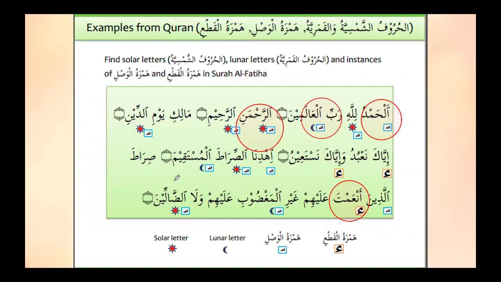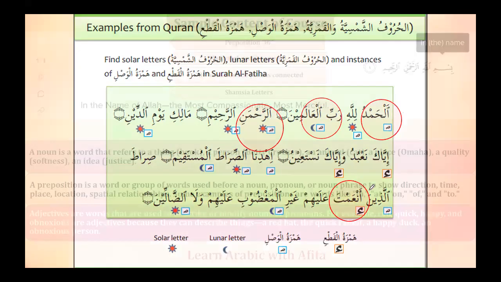So here's a little chart for you to go over on your own. It indicates the solar letters and the lunar letters that we talked about. It indicates the Hamzatul Wassel with this little sign here, Alhamdu. See how you're pronouncing it because it's in the beginning, but here you're not pronouncing it. You're saying Rabbil. You're skipping the Hamzatul Wassel because it's in the middle. Rabbil Alameen. This is a Hamzatul Qat, and here you are pronouncing it. Even if it's in the middle, you are pronouncing it. An'amta, you're always going to pronounce this Hamzatul Qat.